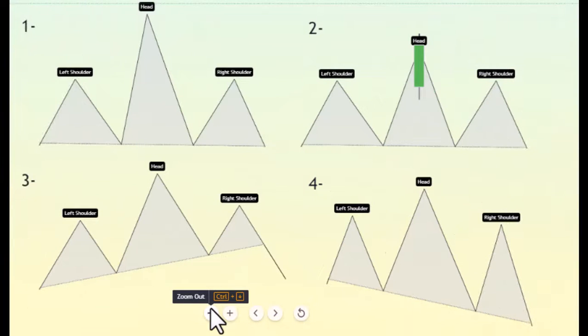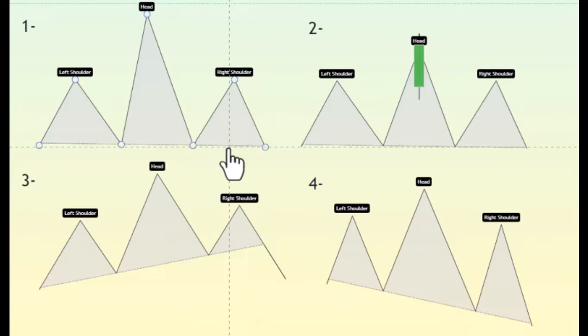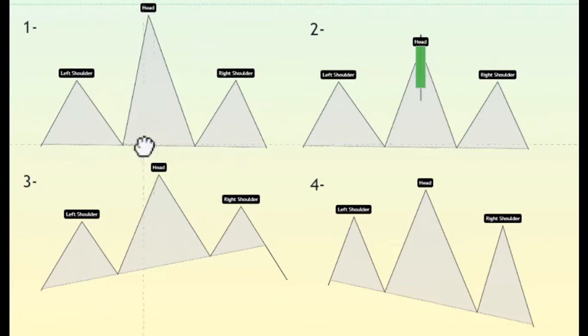Hello guys! In this session, I want to teach the different types of head and shoulders pattern. I assume that you all are familiar with this form, but I want to go into the detail of this pattern. As you know, this pattern consists of two shoulders and one head. The simplest form you can see in the first picture. See that we have a left shoulder, a head, and a right shoulder and a neckline.